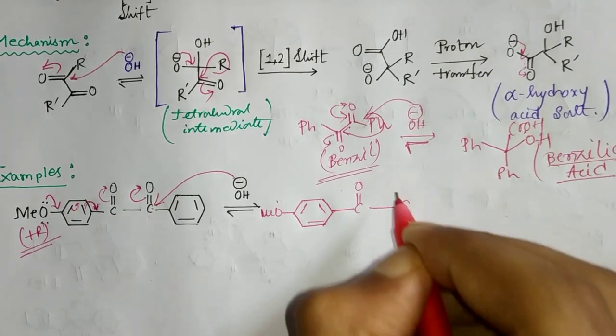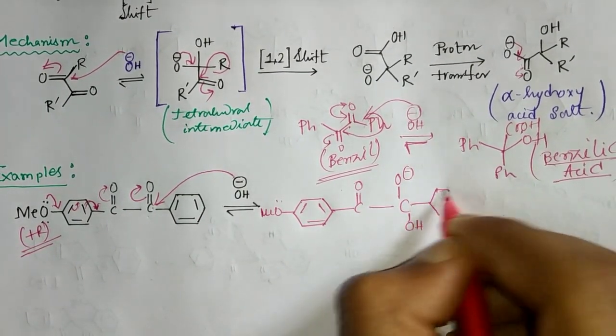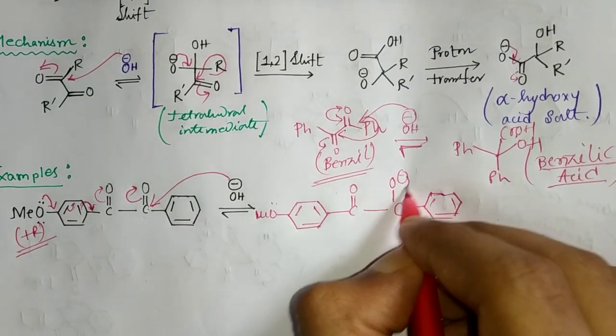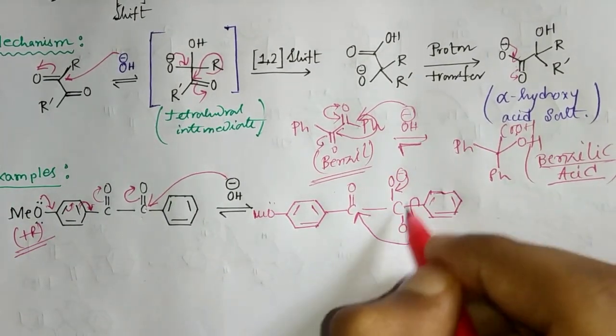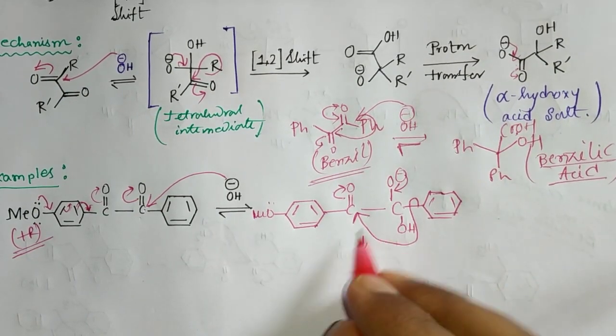This O minus is your tetrahedral intermediate, and here you have the phenyl group like this. Okay, now this O minus comes back here, and this phenyl group migrates, which is a bond pair of electrons, and goes over here. Okay, then finally the product that you get.